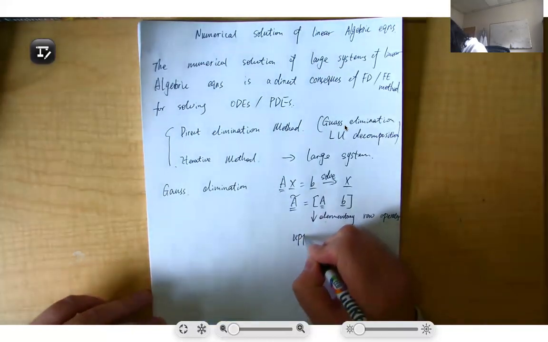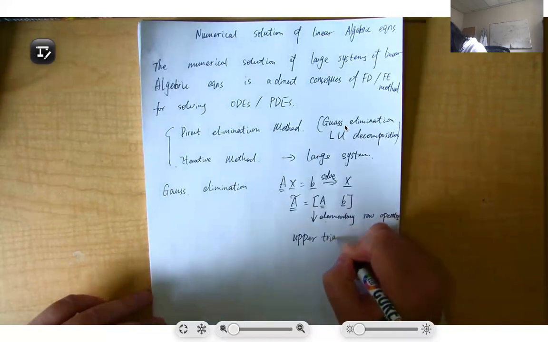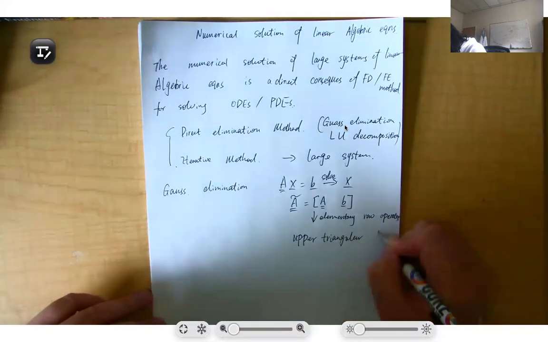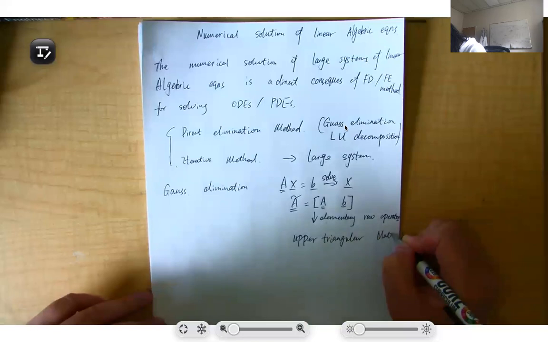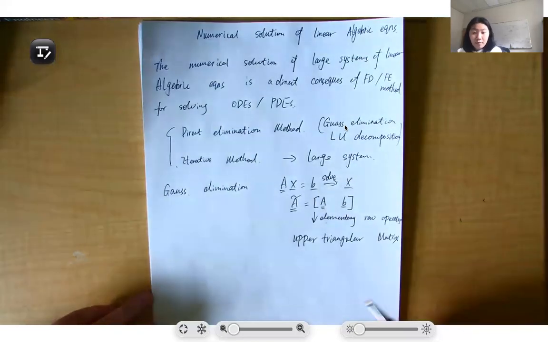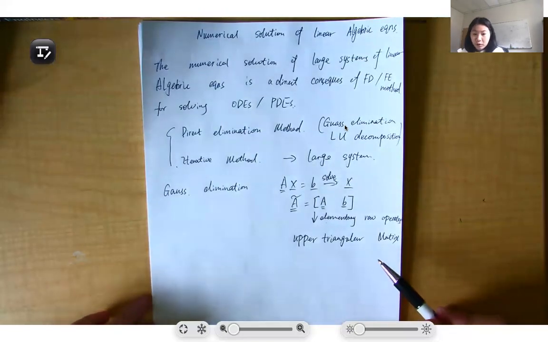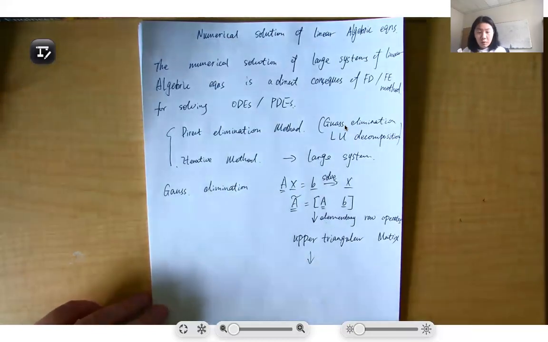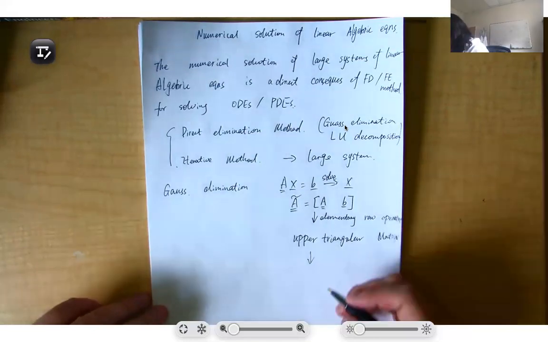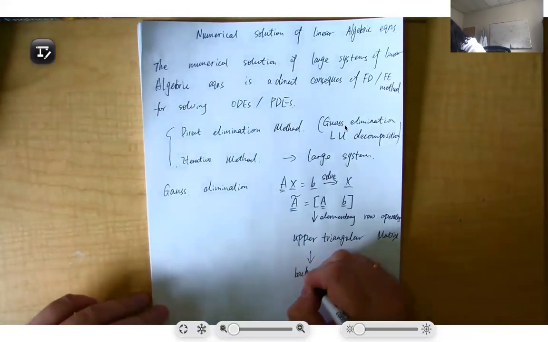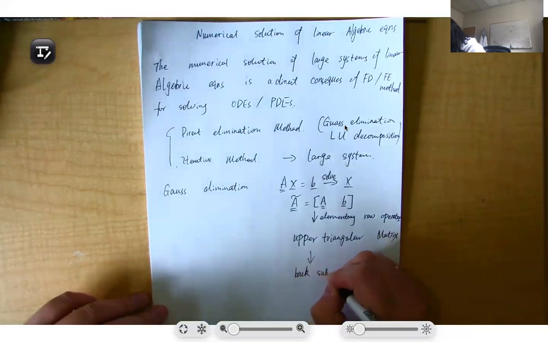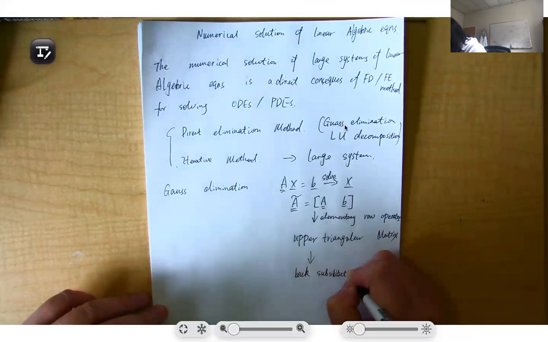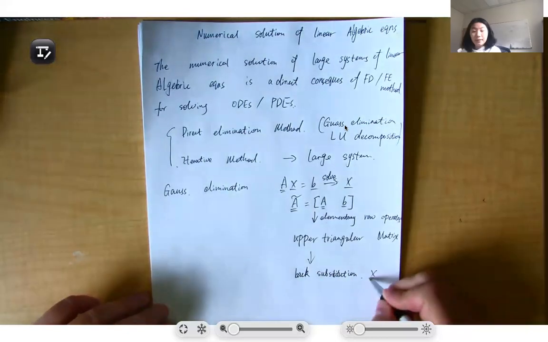After we convert to the upper triangular matrix, what do we need to do next? We need to do back substitution to solve for all the x in the vector x, to get our final x.